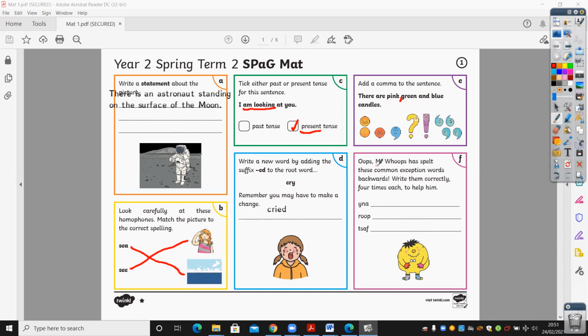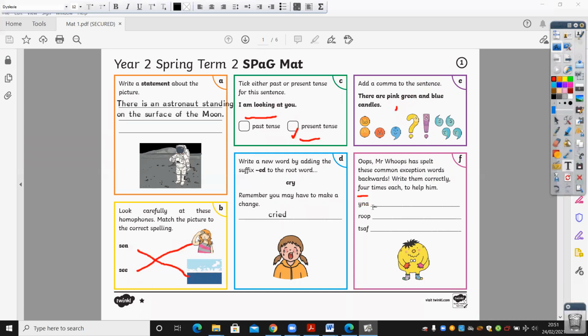And the last question says, oops, Mr Whoops has spelled these common exception words backwards. Write them correctly 4 times each to help him. I'm going to make sure that I do write them 4 times. He's given me a little tip. They are all written backwards. So the first word is any. The second word is pour. And the third word, children, is fast. That's right. I'm going to make sure I write all of those words 4 times, not just once, because they are important words and we must know how to spell them in our independent writing.